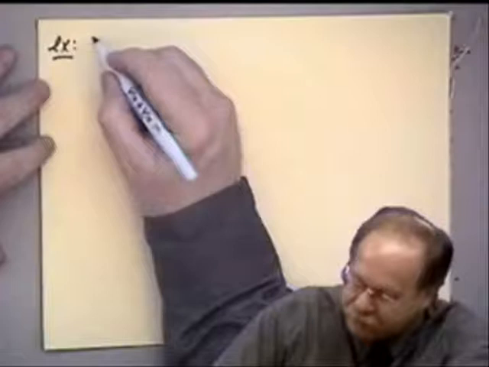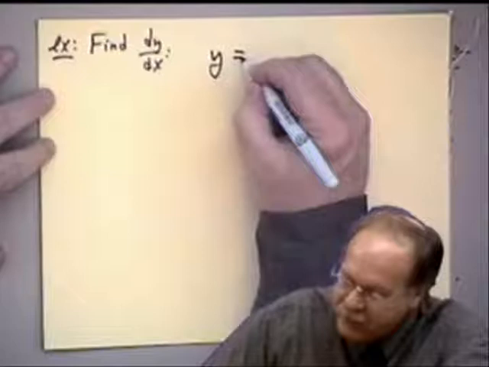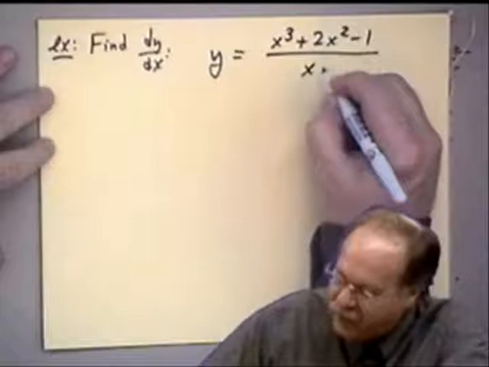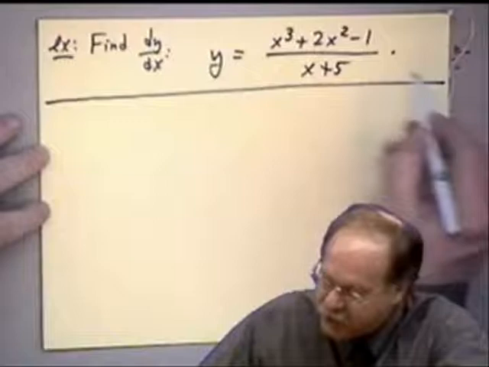Example. The question here is to find dy dx. And here's the y. It is equal to x cubed plus 2x squared minus 1 all over x plus 5. So that is indeed a quotient. And to find this derivative, we should probably use the quotient rule. Although, let me give you a piece of advice.